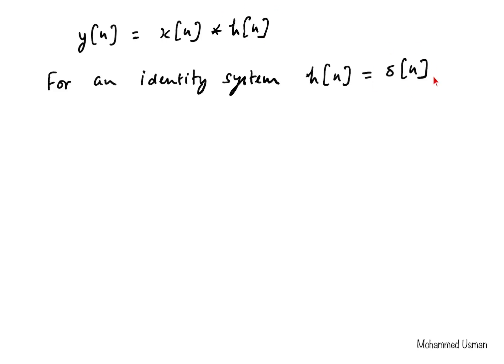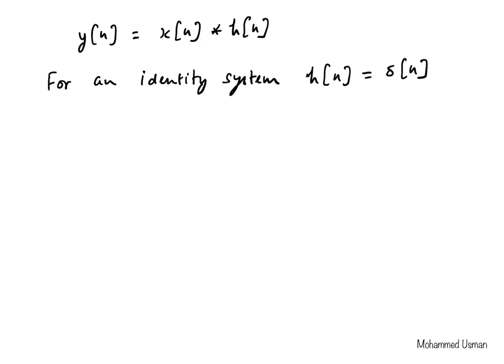So for an identity system, this h of n is equal to delta of n. So we can replace this output, and that is going to be exactly equal to the input, right? Because that's an identity system. So y of n is going to be equal to x of n, by definition of the identity system.